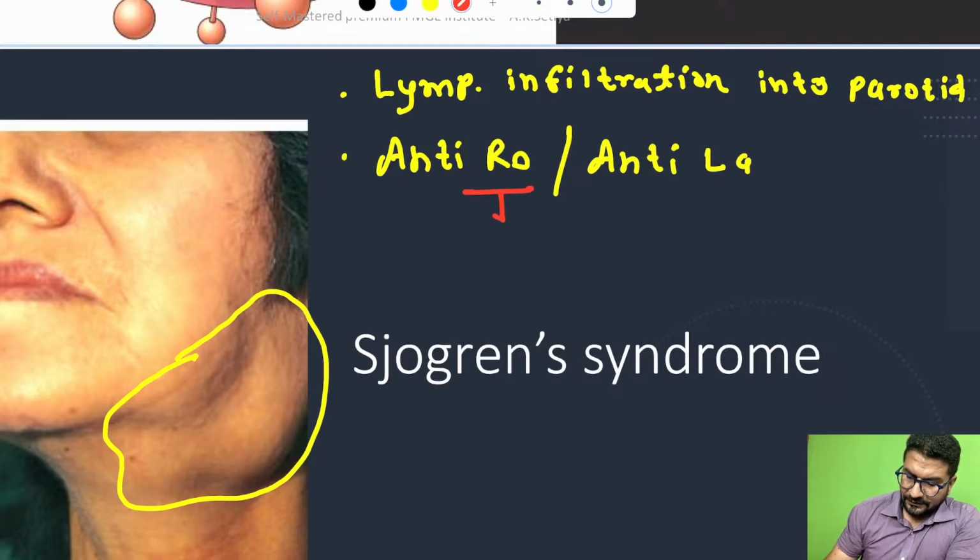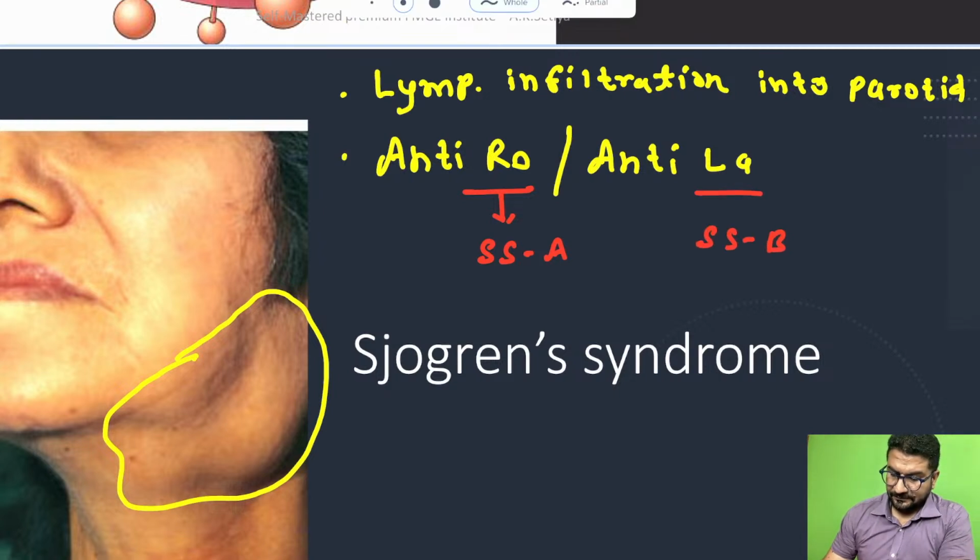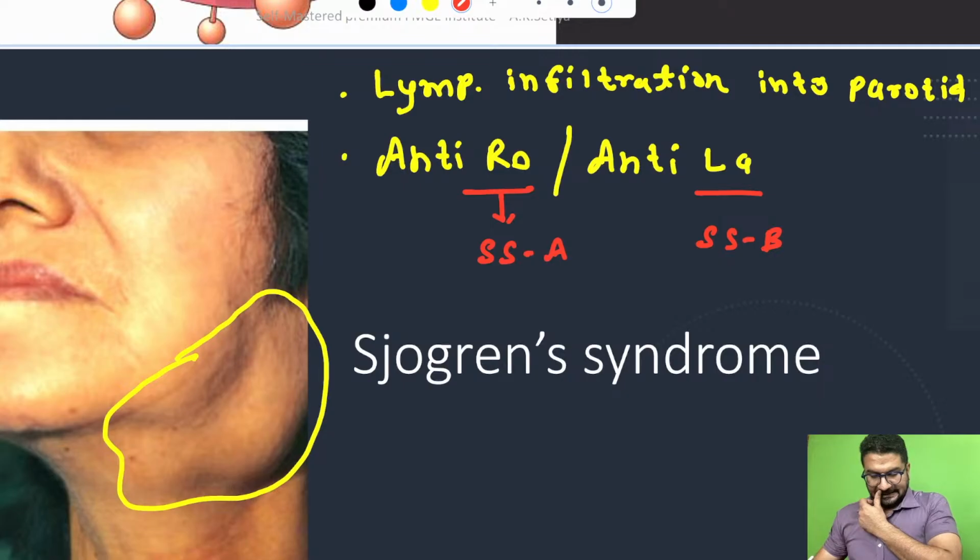Anti-Ro is also called SSA. Anti-La is also called SSB. Anti-Ro, Anti-La, SSA, SSB. Now understand, if you talk about Sjogren syndrome, lymphocytes go into the parotid gland.